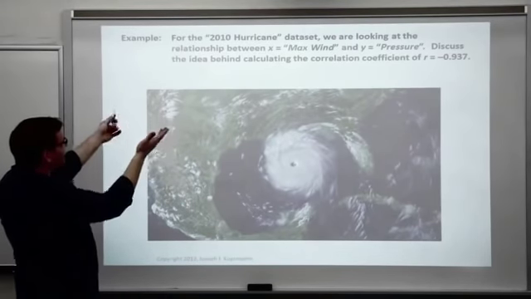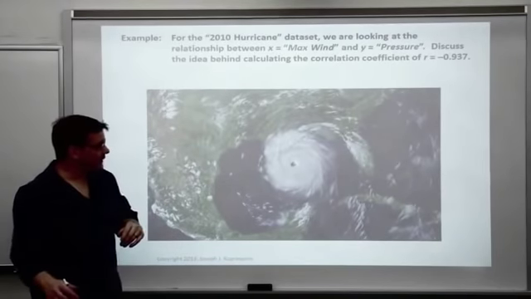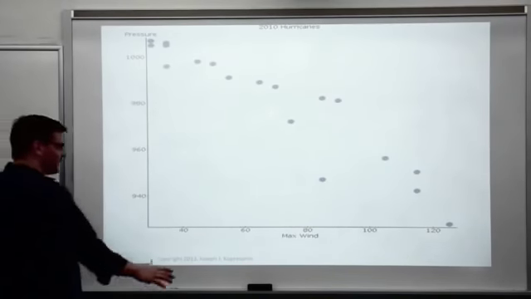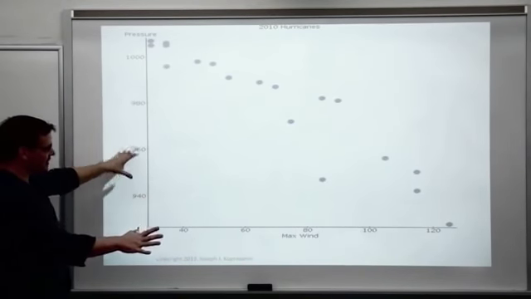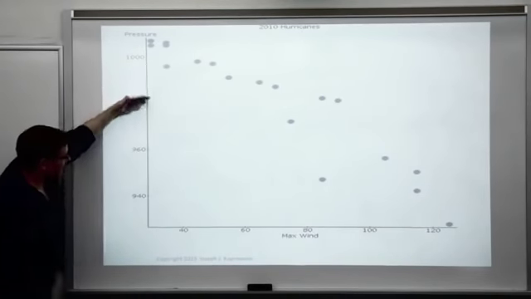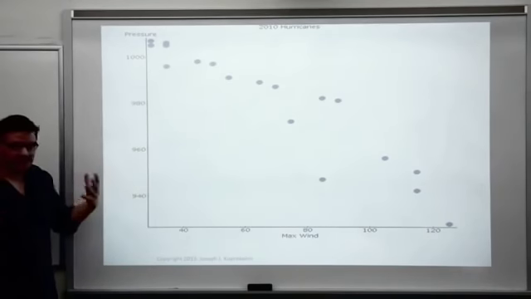Okay? Discuss the idea behind that correlation of negative 0.937. All right, so we don't want to leave you hanging. Here's the negative picture. As wind goes up in a hurricane, pressure tends to decrease. So you've heard as the pressure is dropping, that means it's a stronger storm.